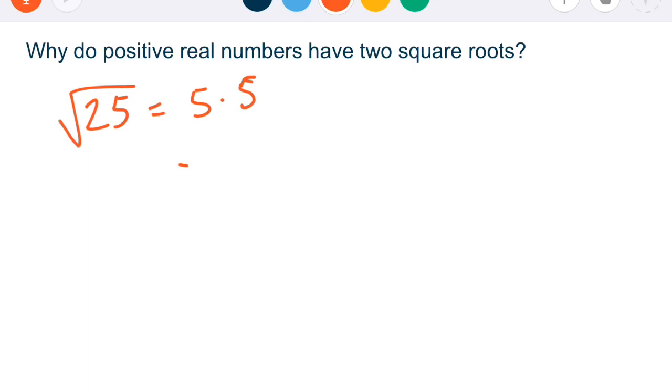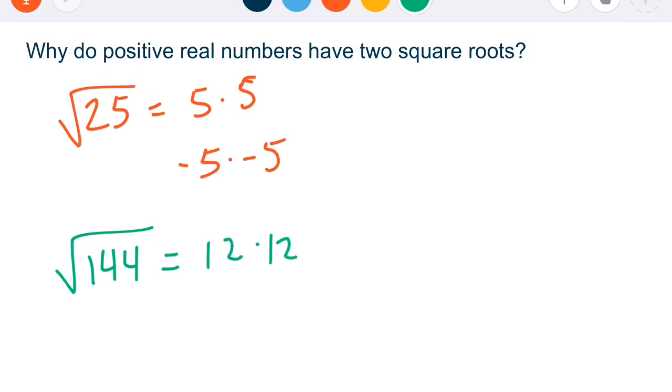However, negative 5 times negative 5 is also 25. So that's why technically there are two answers there. It has two square roots. You take any positive real number, so for example, square root of 144. Well, 12 times 12 we know, but also negative 12 times negative 12 equals 144.